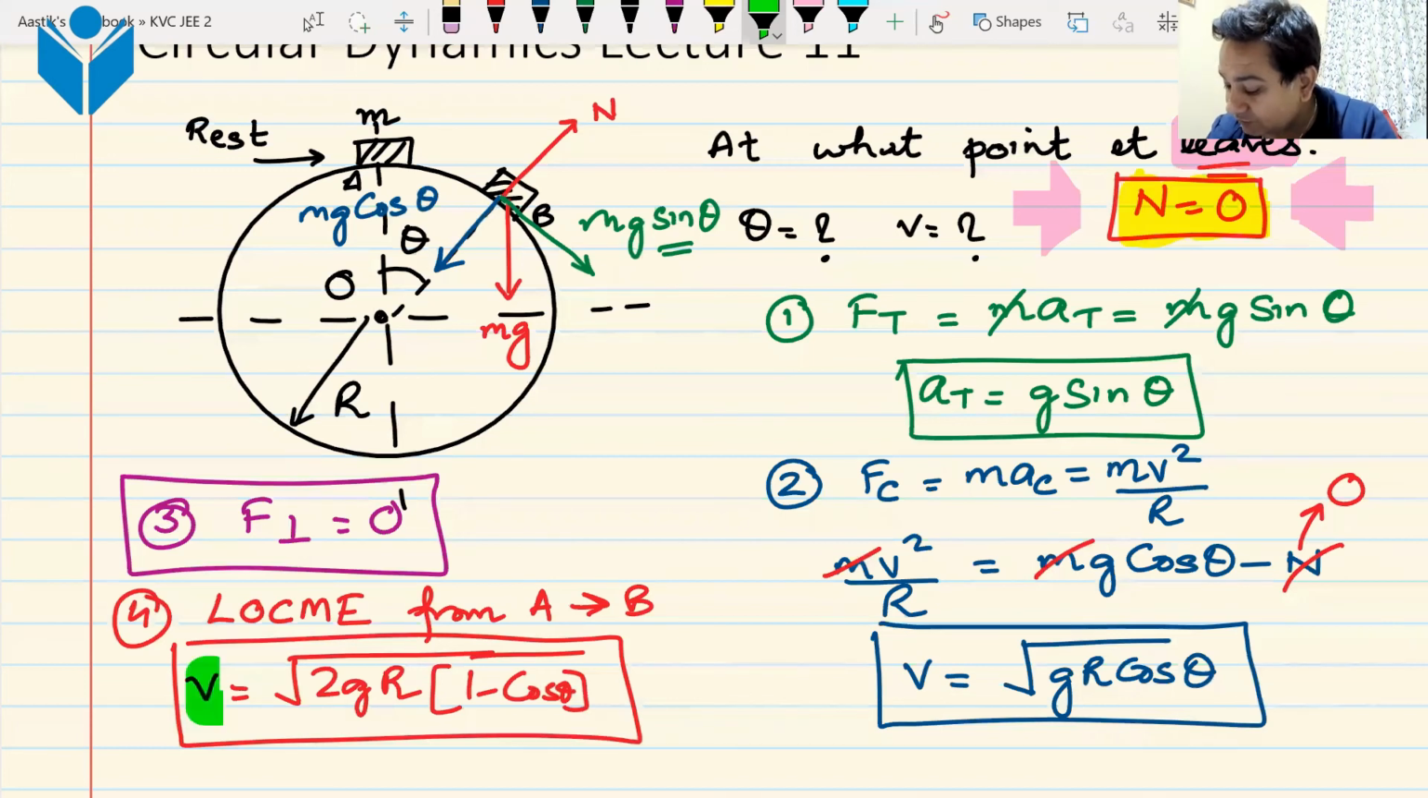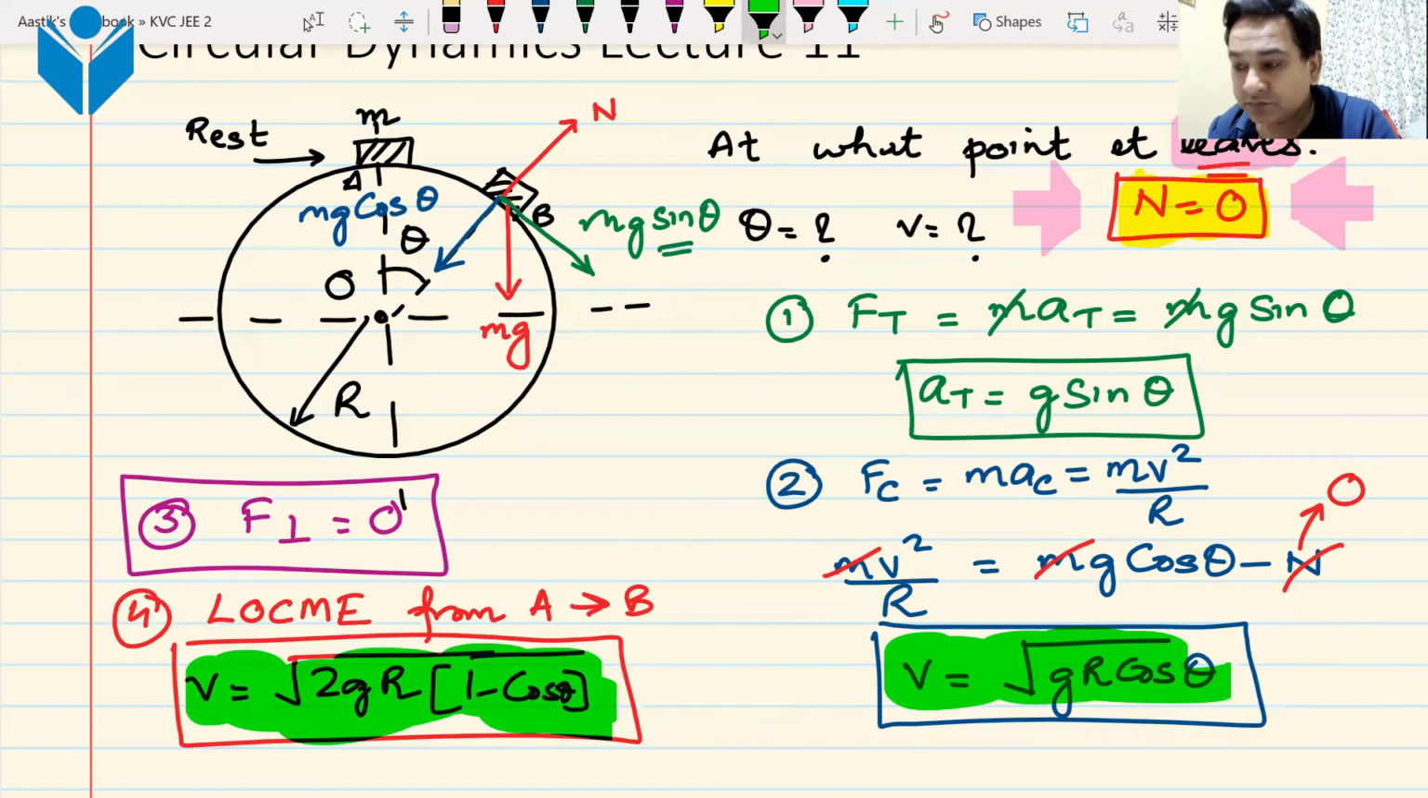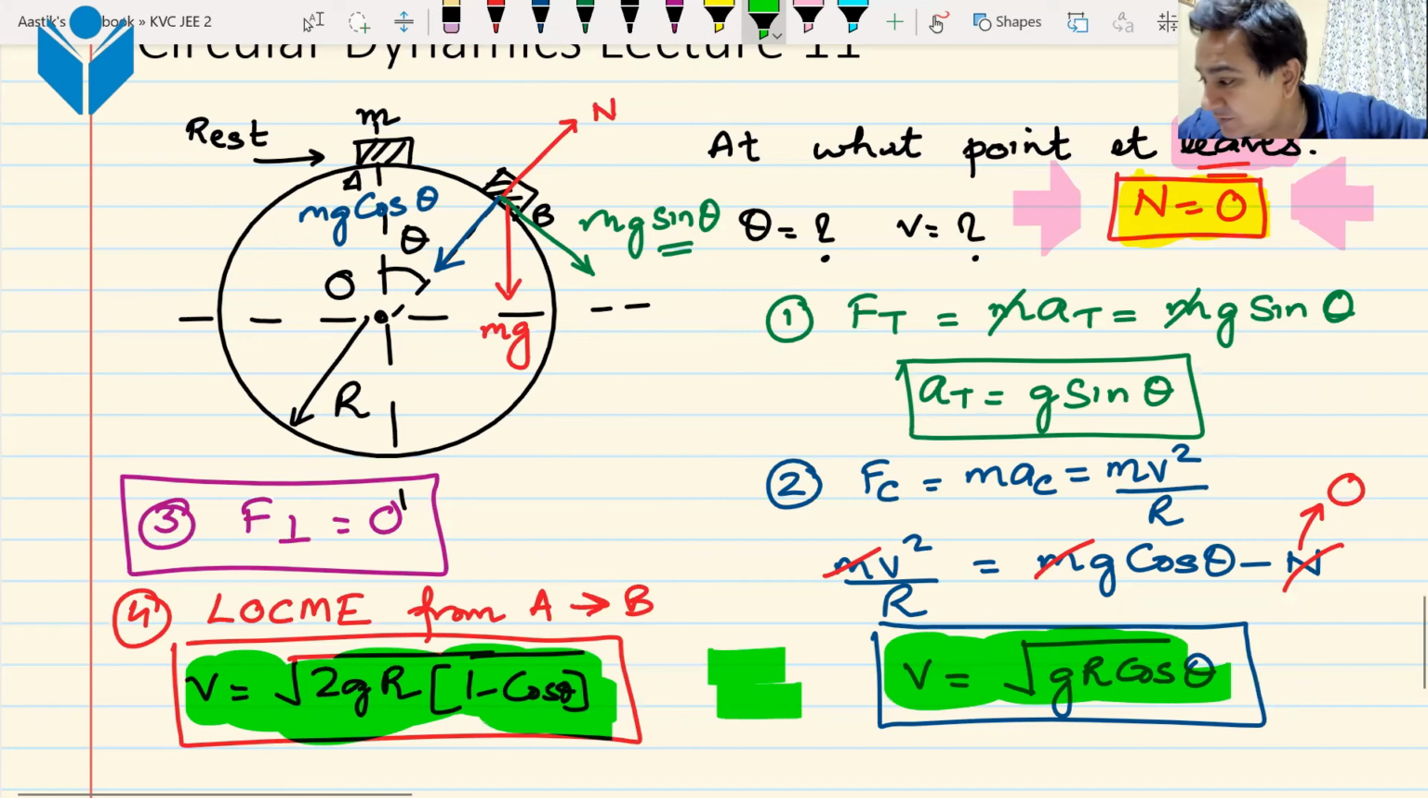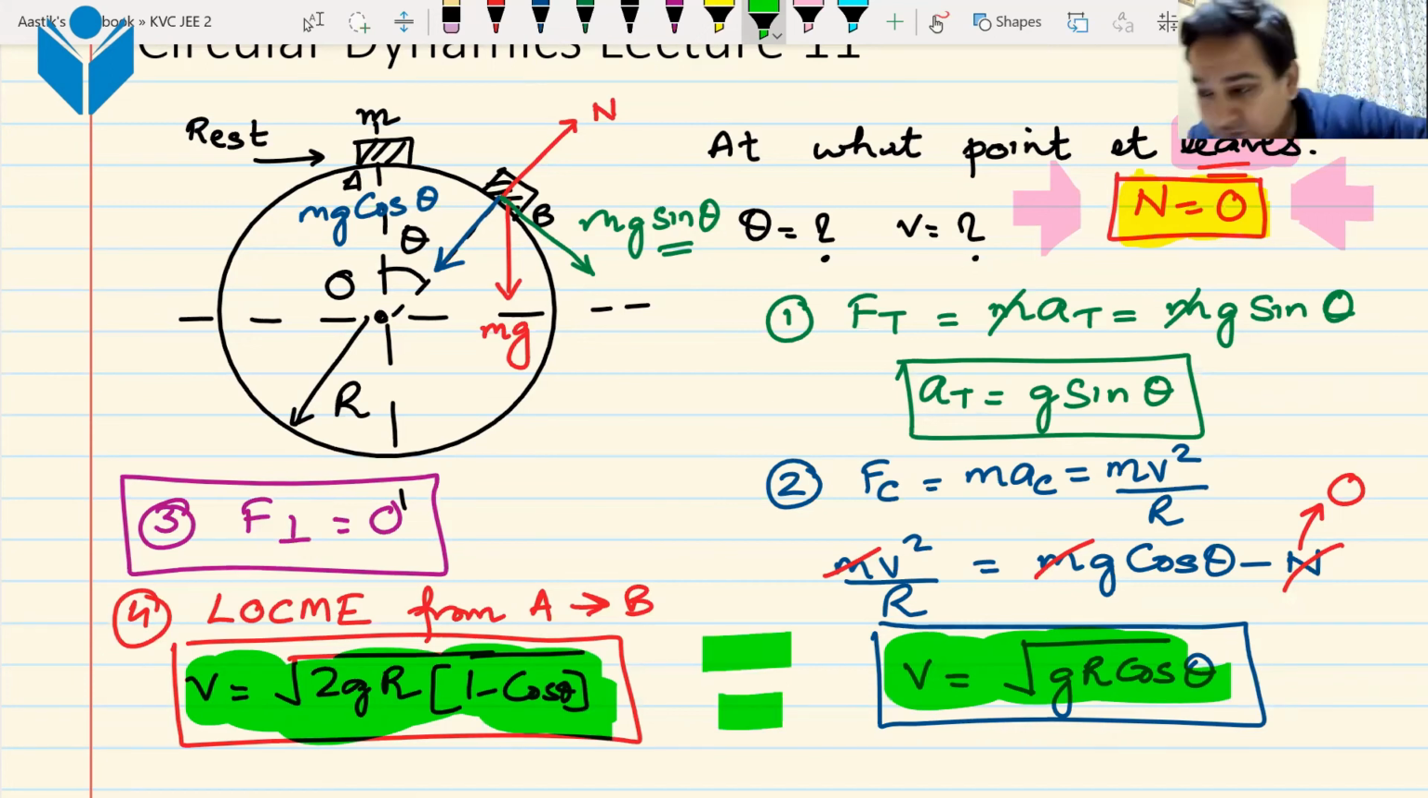Now I have two v's in my hands. One is the red v, one is the blue v. Should these two v's be same or different? Same. Equate them. Now I apply simple common sense. Equate them, and give me the value of theta.